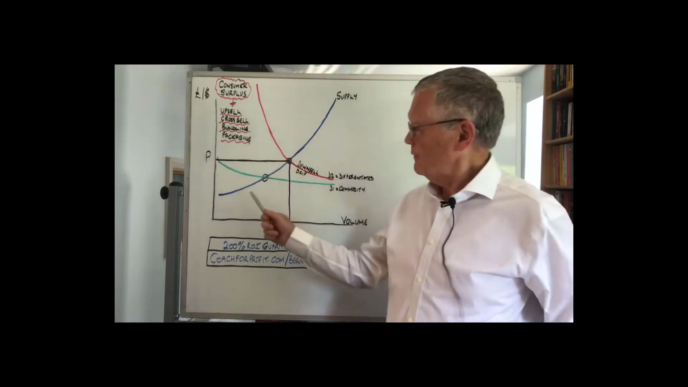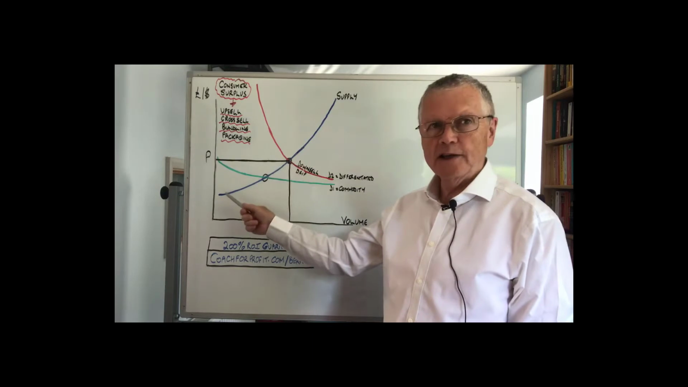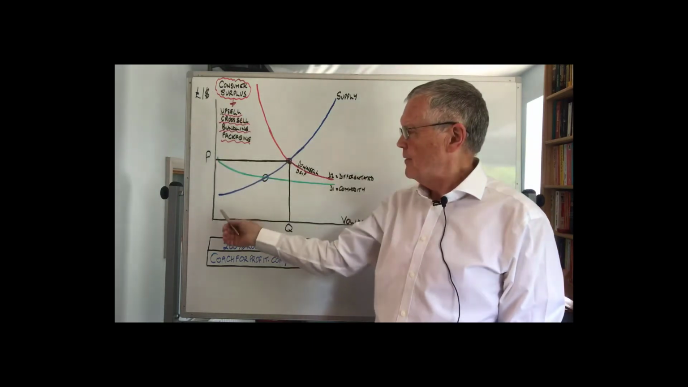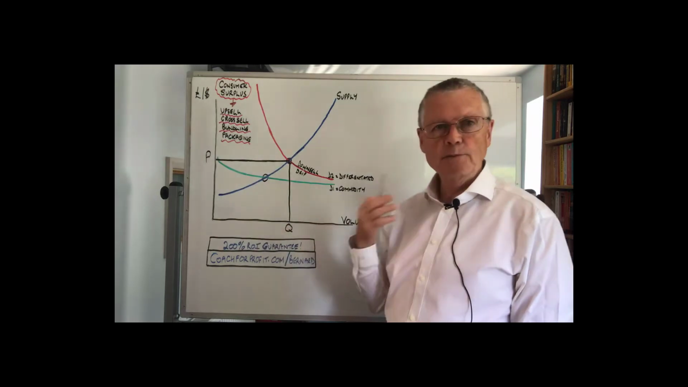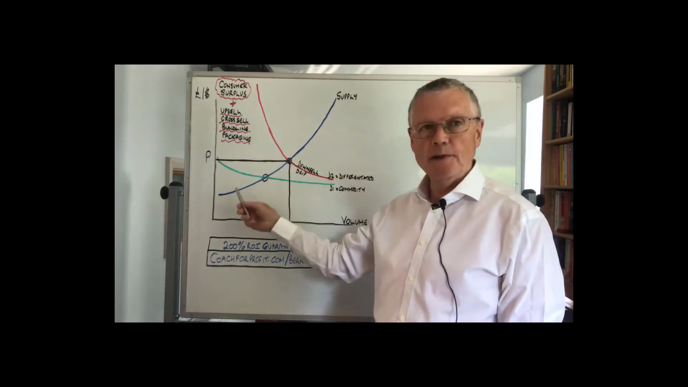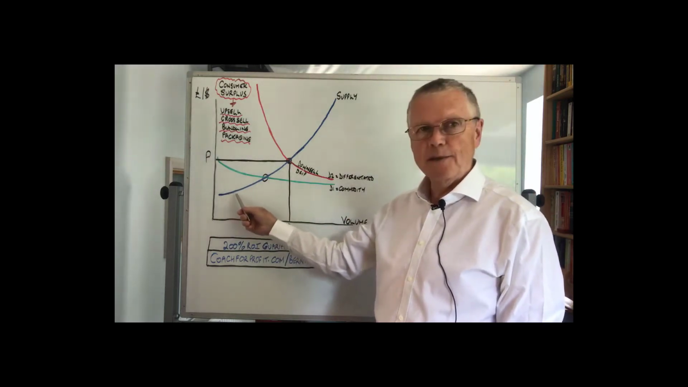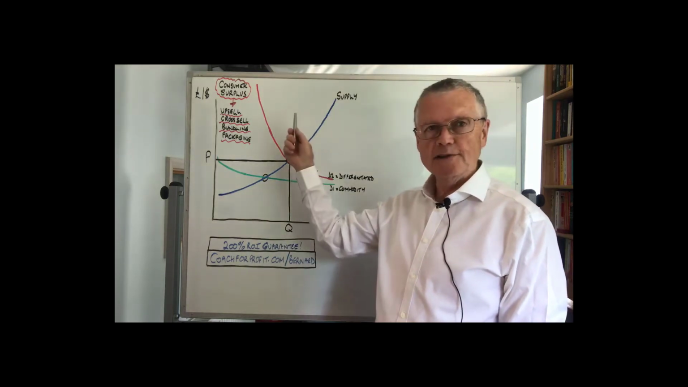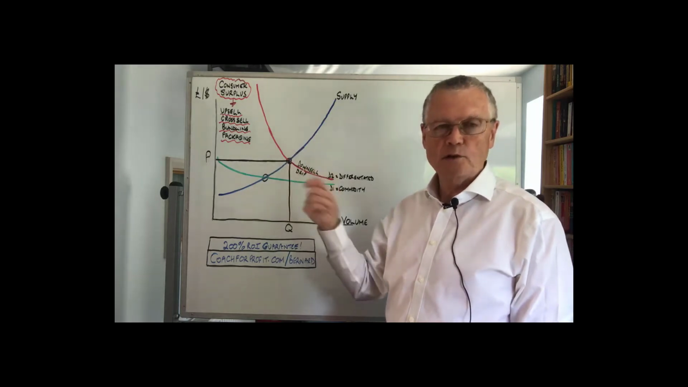So here we have what's called a supply curve, and the supply curve basically says that the higher the price on this axis here, the more you'd expect people to be able and willing to supply to the market to sell. So the amount available for sale gets bigger as the price rises. So that's one half of what's called market forces.